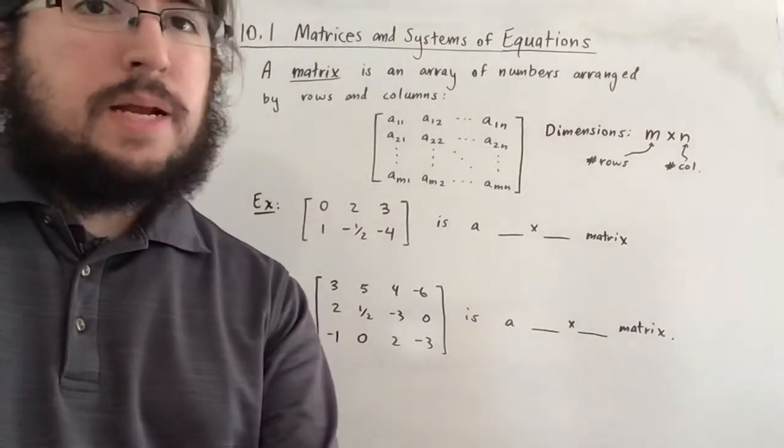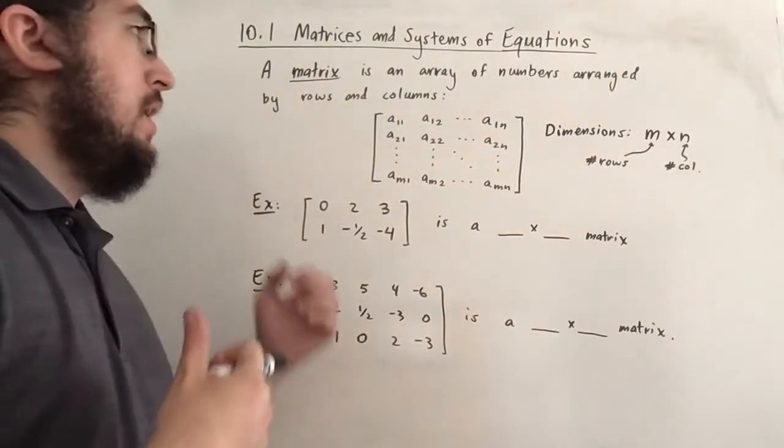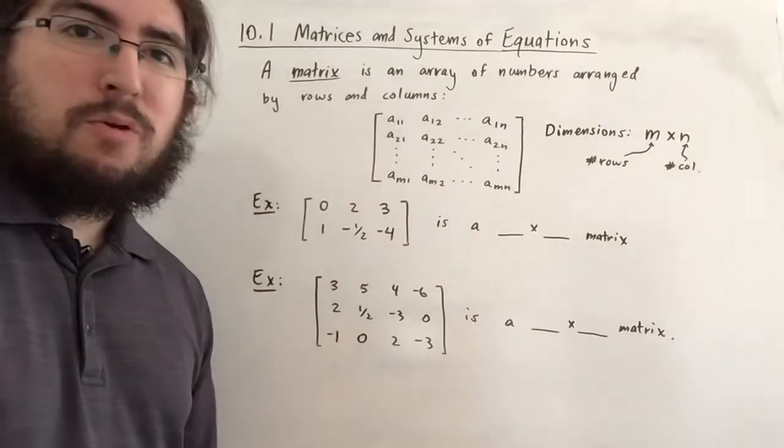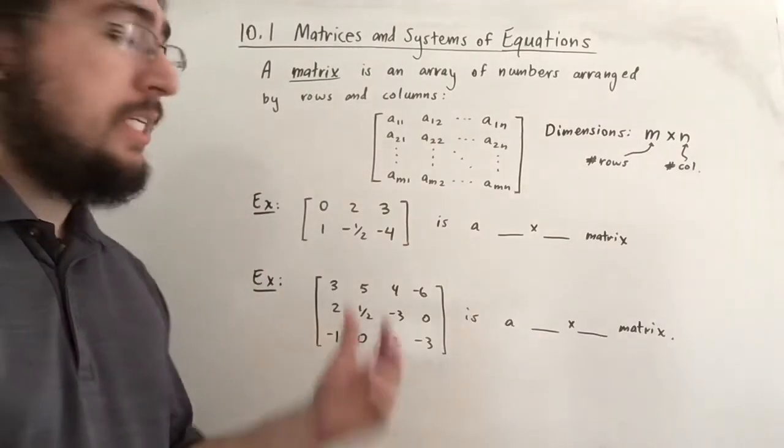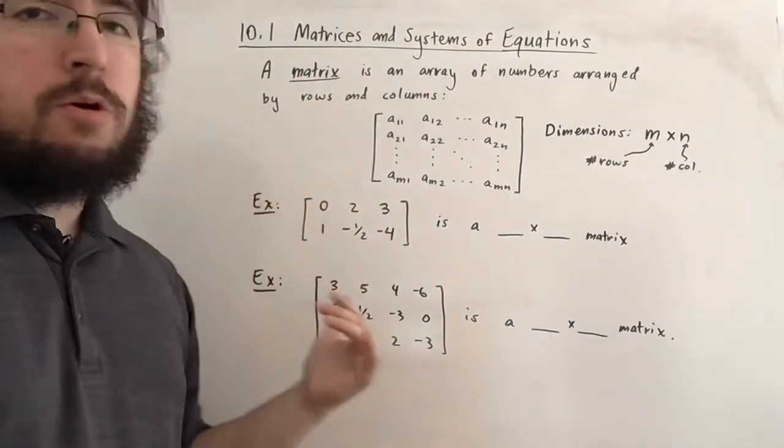Hello everyone, this is chapter 10.1 where we'll be discussing matrices and systems of equations. First off, I just want to get the ball rolling by talking about what a matrix is. Let me just say that a matrix is an array of numbers arranged by rows and columns.